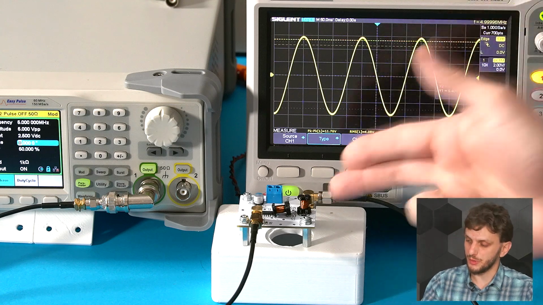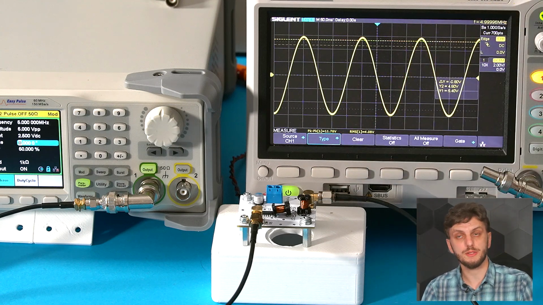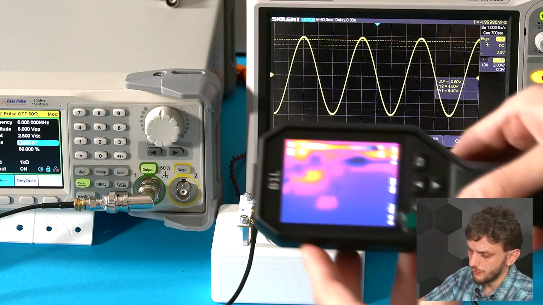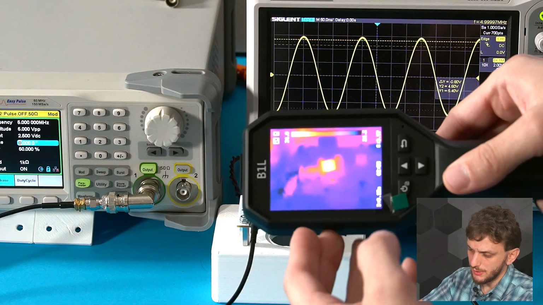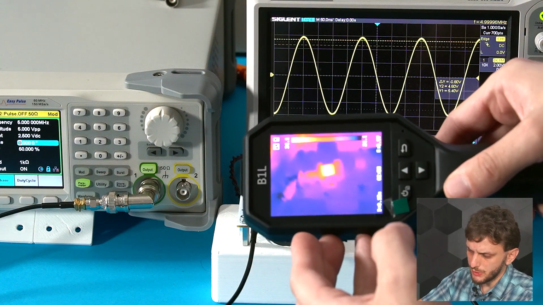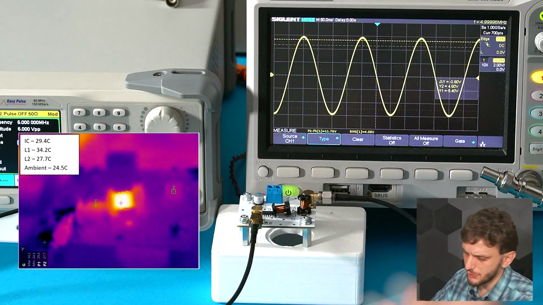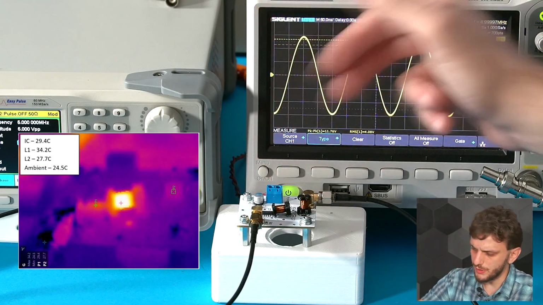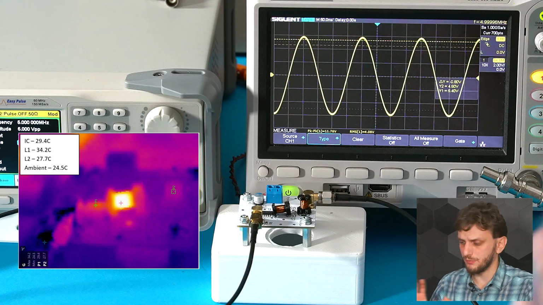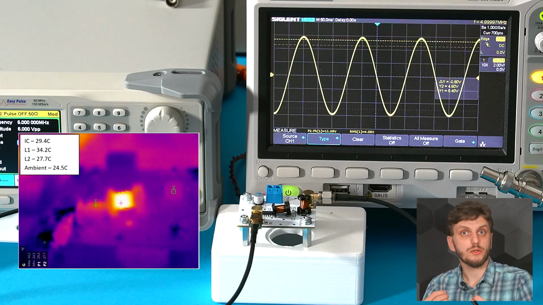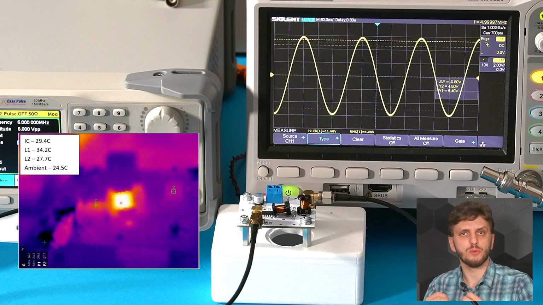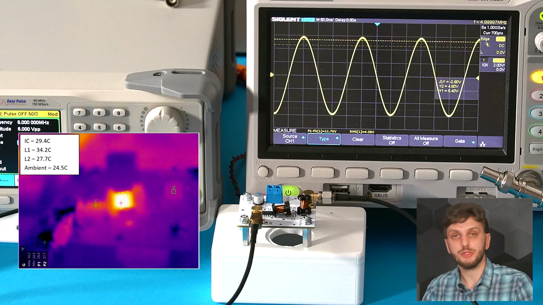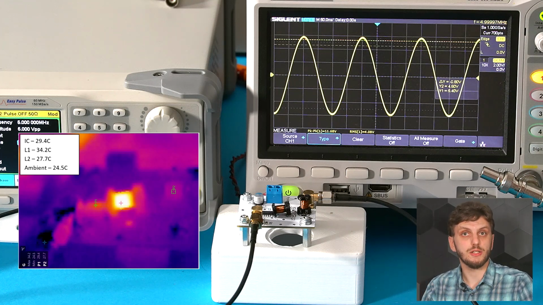So I left the circuit with the thin inductors running for about 10 minutes, and if we look at it using the thermal imaging camera, we can see that although the IC is heating up a bit, the hottest component by far is this central inductor. So even though both inductors are made from the same wire thickness, have roughly the same number of turns, so roughly the same series resistance, one of them is heating up way more than the other one, and it's also the hottest component on the board. So it has the highest contribution to the power loss and, well, efficiency loss.